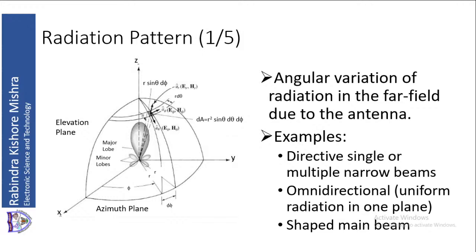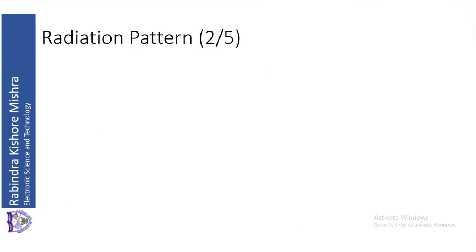That is what a stepped beam is. So the shape of the main beam can be designed. If the shape of the main beam is designed, then that beam is called a stepped beam, a stepped main beam antenna. So these are some points about the radiation pattern.